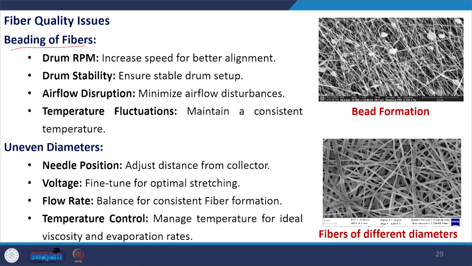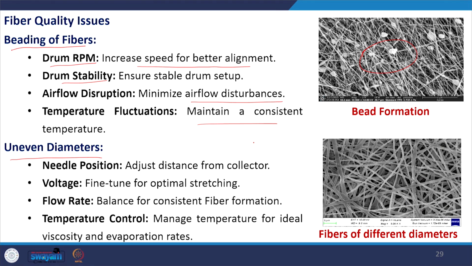Some of the other issues related to the electrospinning process are beading of fibers or uneven diameters. So, how do we overcome this beading of fibers? If you are using a drum collector, we have to increase the speed for better alignment, and we can also check the drum stability. Make sure that you are using a stable drum setup, and also make sure that there is no airflow disturbance, and maintain a consistent temperature so that you can avoid bead formation and get proper fibers.